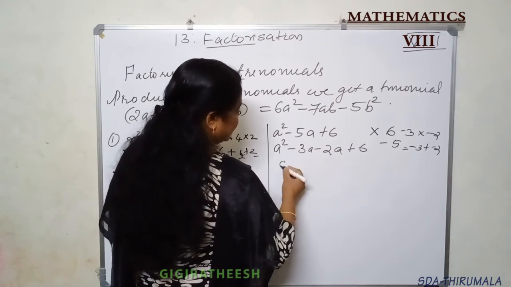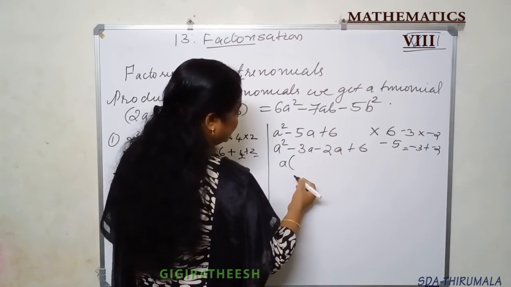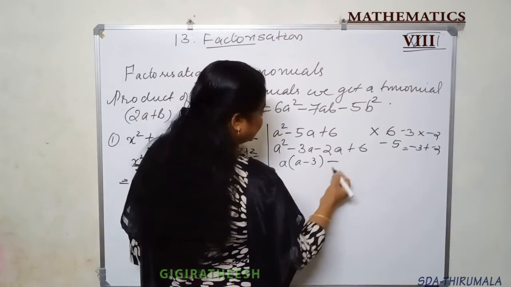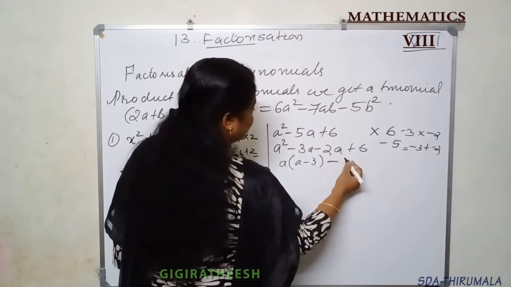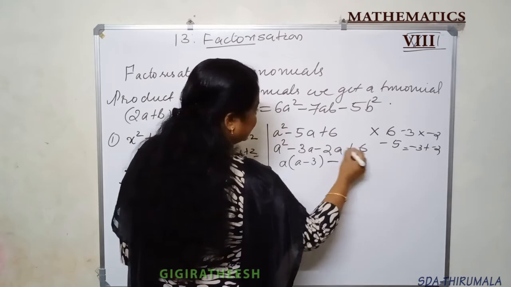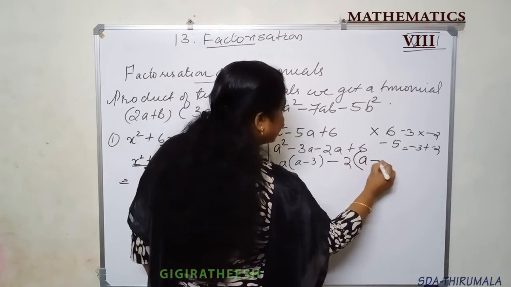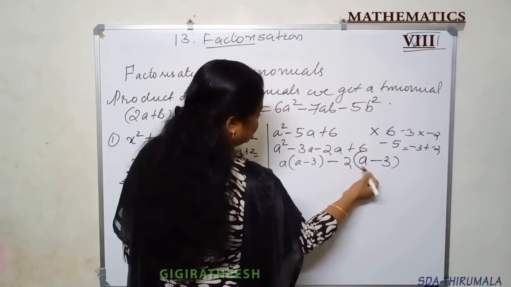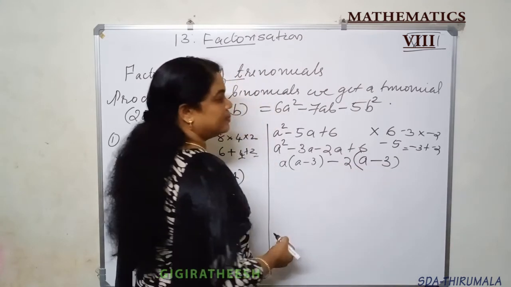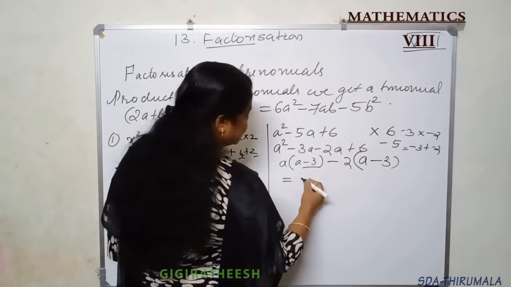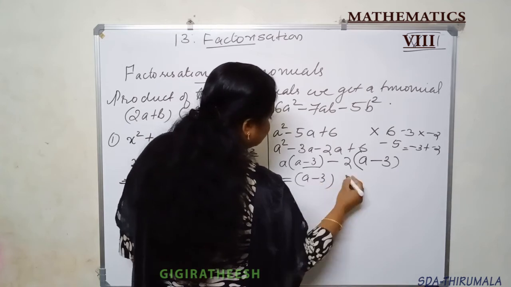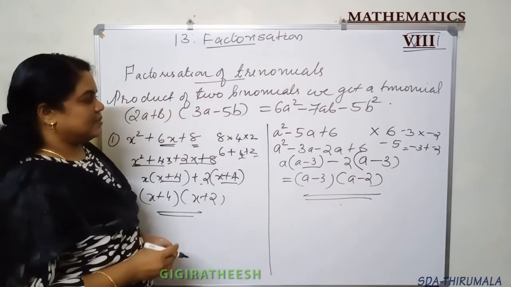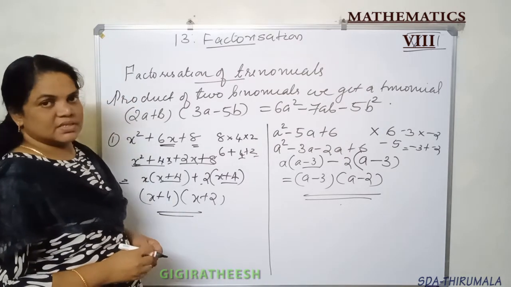Then here we group in two terms, and take a outside, that is common outside, a into a minus 3. And here take minus 2 outside, and while bracketing we get a minus 3. Multiplying with minus 2, that is minus 2 into a is minus 2a, and minus 2 into minus 3 is equal to plus 6. Then a minus 3 is common, take it outside, and the rest is a minus 2. These are the factors of this a square minus 5a plus 6.